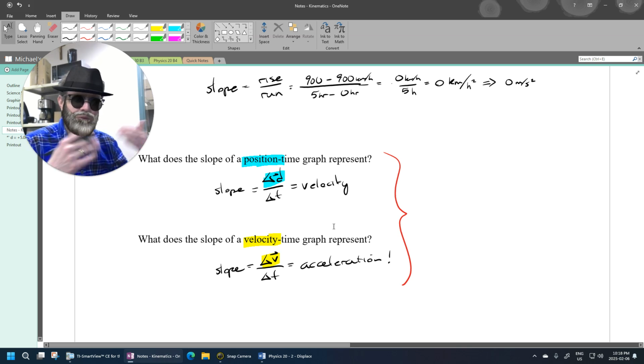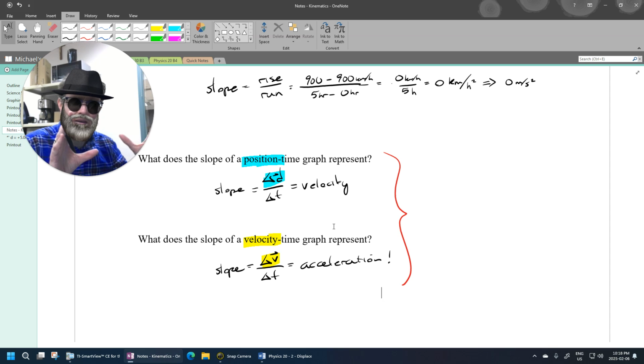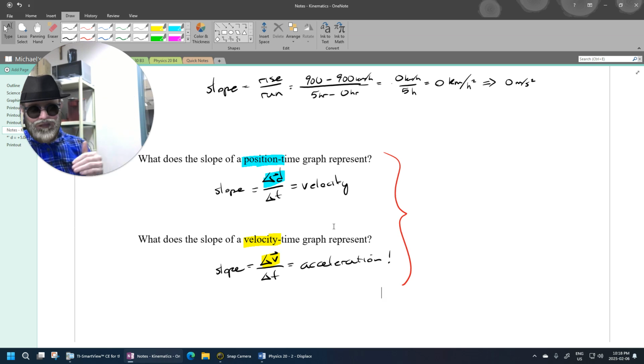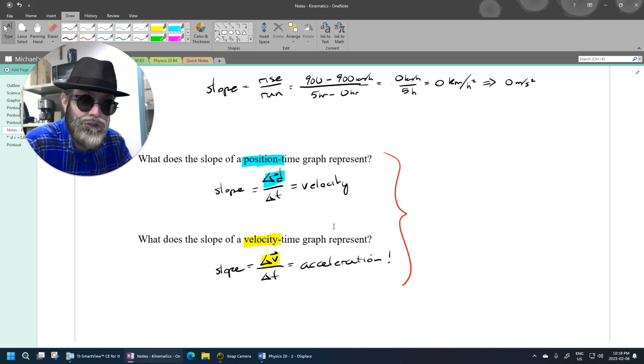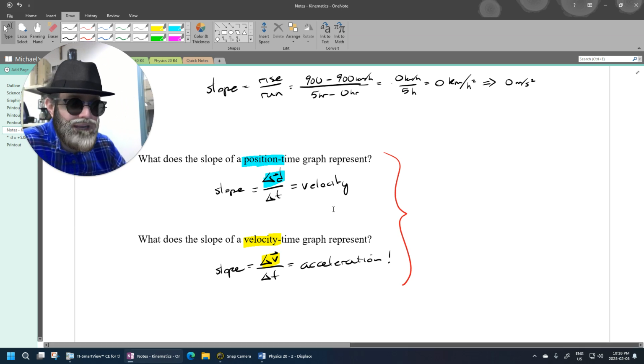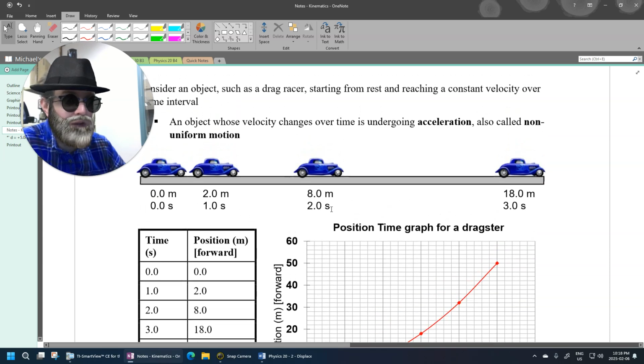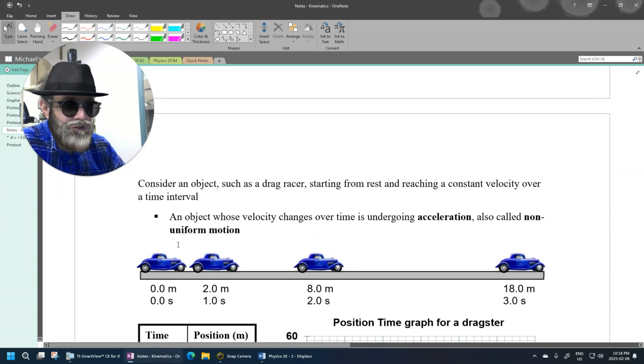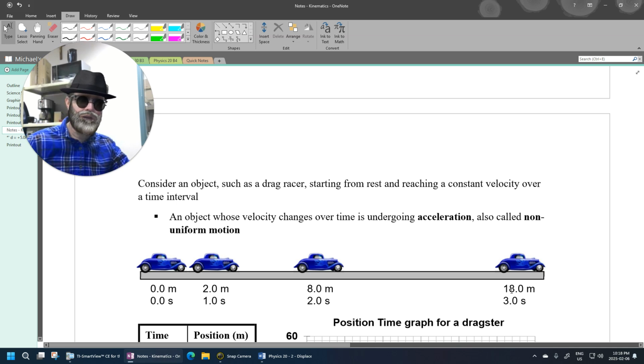But let's jump back to what I said before. What does an accelerated graph look like, in both a position time graph and a velocity time graph? So let's look at something that's accelerating. On the next page, we have a dragster. This little dragster kind of looks like a little toy car, but it's moving 18 meters, so maybe it's not necessarily a toy car.